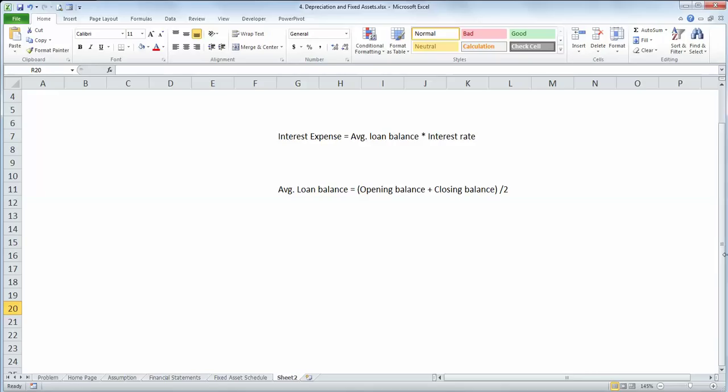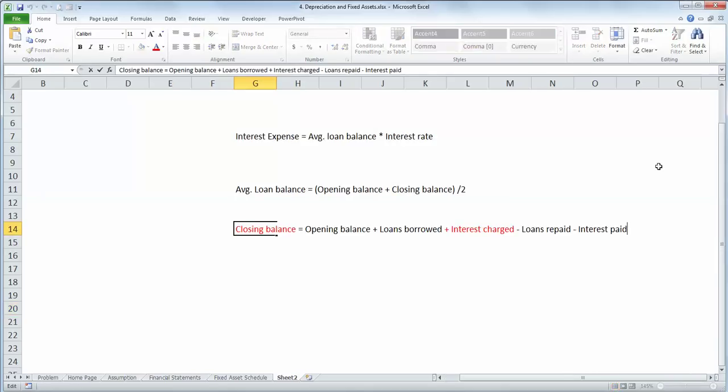But this definition has a problem. The problem is that while interest is dependent on average loan balance, which is in turn dependent on closing balance of loan, closing balance is arrived after adding interest charged and reducing the interest paid. So interest is dependent on closing balance and closing balance is dependent on interest, and this creates what we call a circular reference. So what's the workaround?